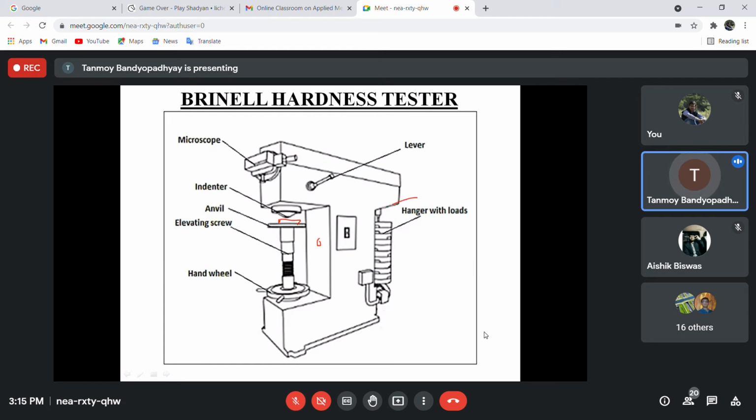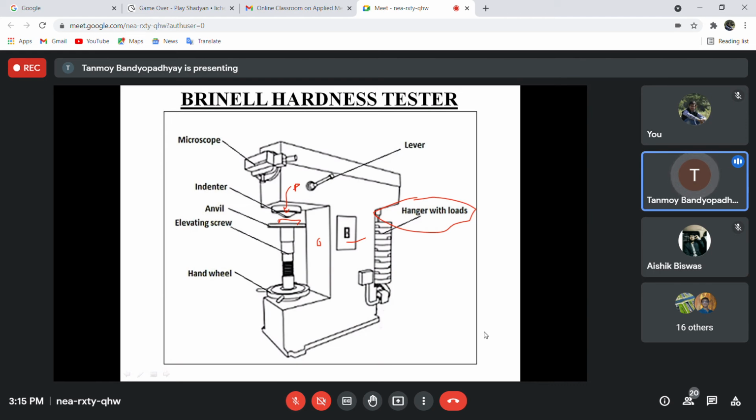And the load that I am applying, say suppose 100 kg force, there is a certain hanger and pulley arrangement. Based on this pulley arrangement, we can set the load that I need to apply. If it's a 10 kg force, we can make some arrangements here, and then fix it to something say 100 kg force, so that this 100 kg force comes through this indenter. Once you rotate the hand wheel, the elevating screw goes up, and the test specimen gets in touch with the indenter. Now you keep it in this position, and using the load and pulley arrangement, a load of say capital P is applied on the specimen.